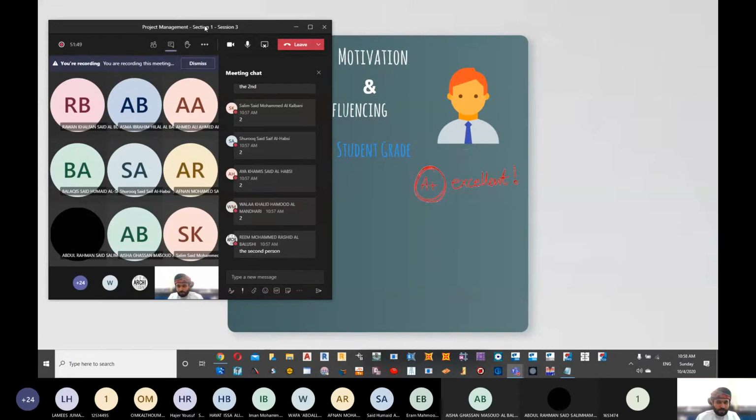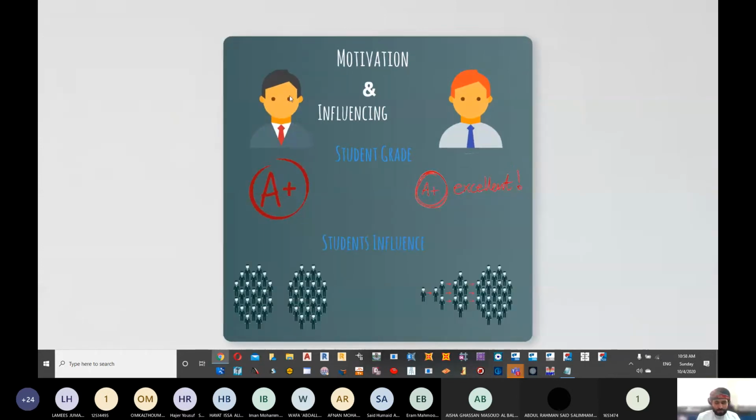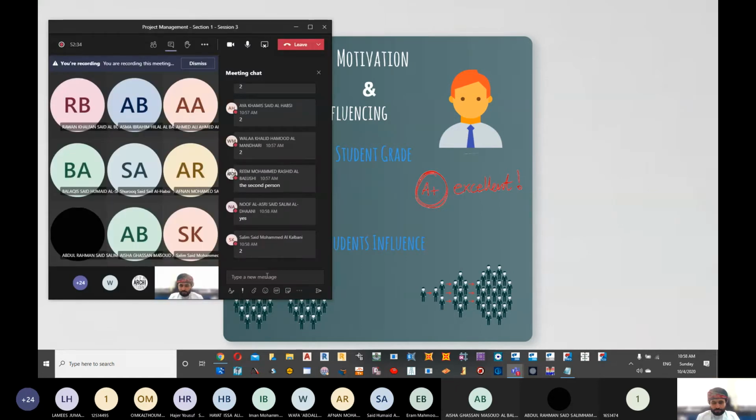Now, when it comes to influence, this lecturer is keeping the good students in one place and the average students in another place. While lecturer number 2 is trying to make groups of good and average students together. Now, which one do you think is going to be better? Number 1, the person who separated the good from average, or number 2, the person who tried to mix them so they can benefit from each other?